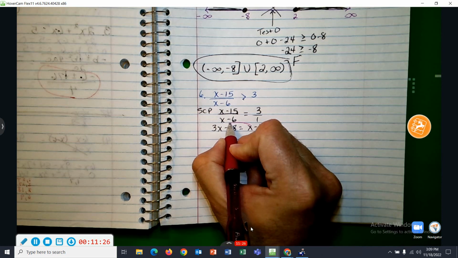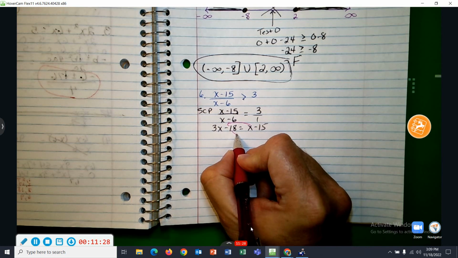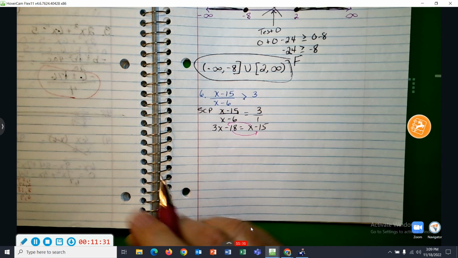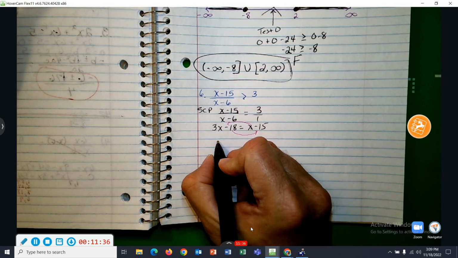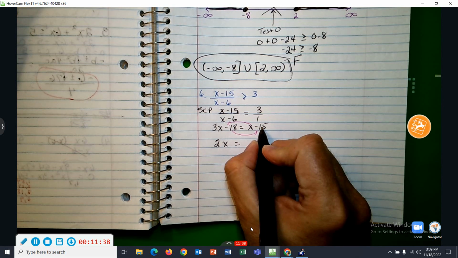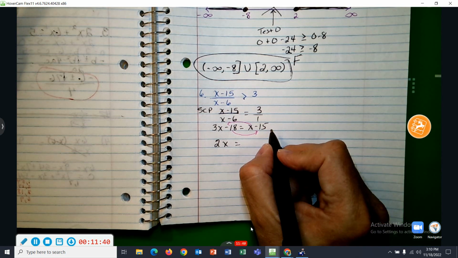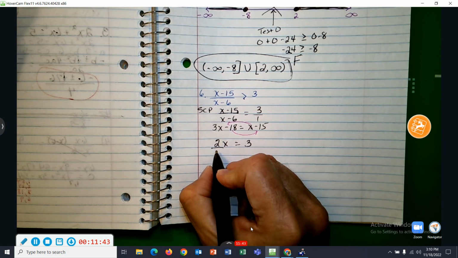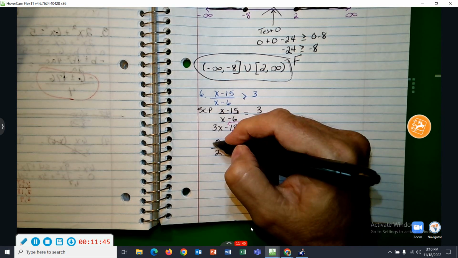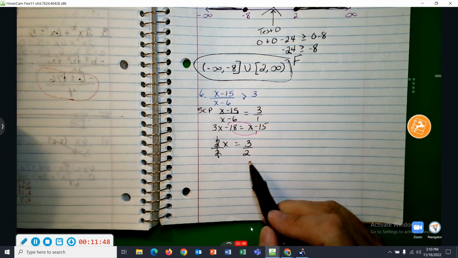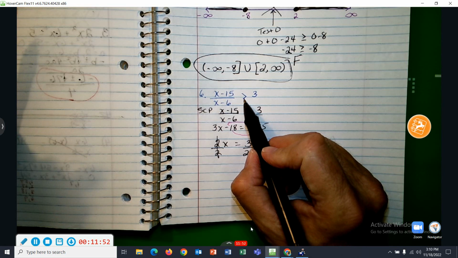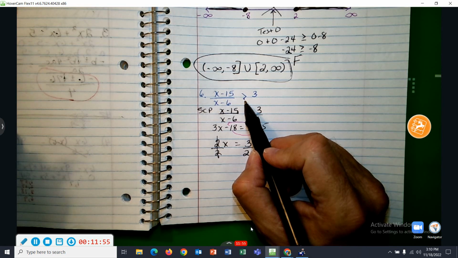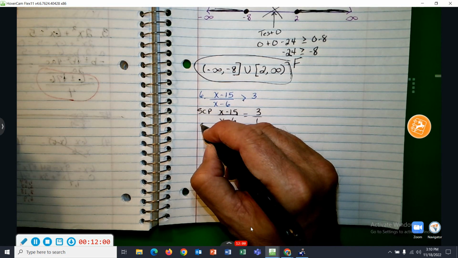To solve this linear equation, I'll just isolate the x. I will move the x over, subtracting x. 3x minus x is 2x. Negative 15 plus 18 is 3. Divide both sides by 2. So my solution cut point is 3/2. Does it have an open or a closed circle on it? Well, since there's not an equal sign here, it has an open circle.